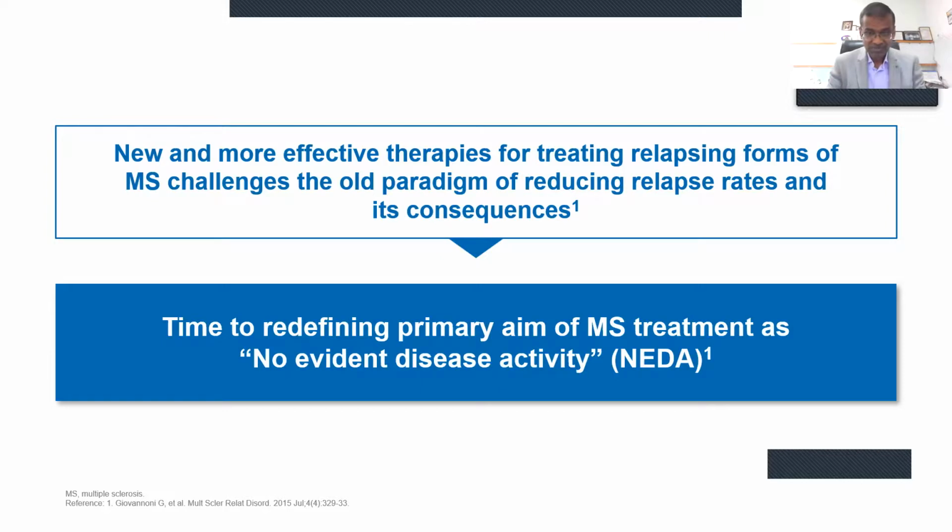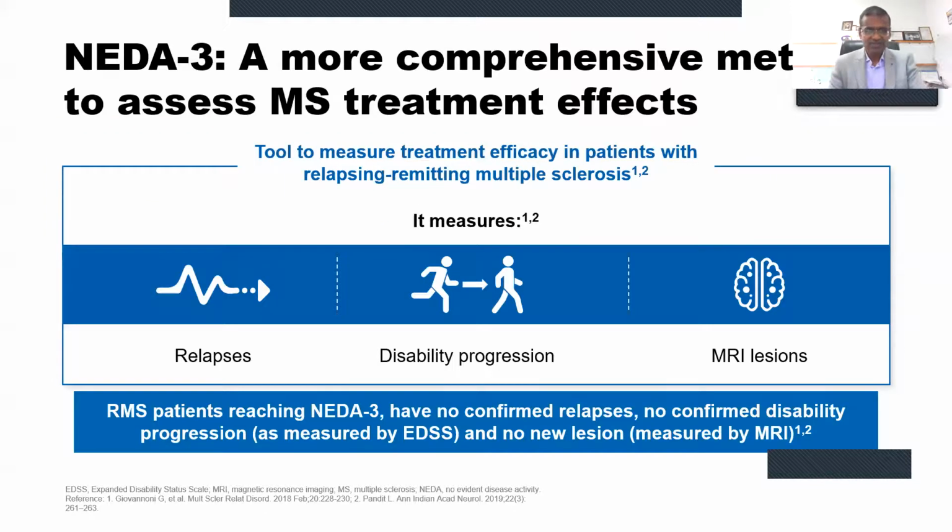So in NEDA, we look at 3 parameters, NEDA 3. One is we look at relapses. So any patient, however many relapses they have, or in a best case scenario, we want to have no relapses. Second is disability progression. There should be no disability progression and no new MRI lesions. So relapsing MS patients who have reached NEDA 3 have no confirmed relapses, no confirmed disability progression as measured by EDSS, and no new lesion on the contrast MRI.